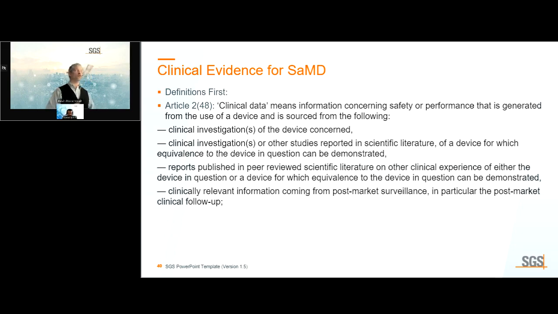The next portion is, what is the definition of clinical data? That is thankfully defined. It is a clinical investigation of the device, or it is a clinical investigation of a similar device from literature for which equivalence is demonstrated. We'll get more to equivalence in a moment. It's also reports in peer-reviewed scientific literature or clinically relevant post-market surveillance data.